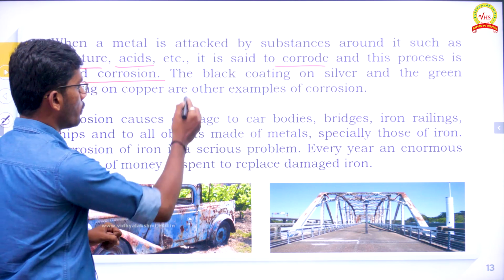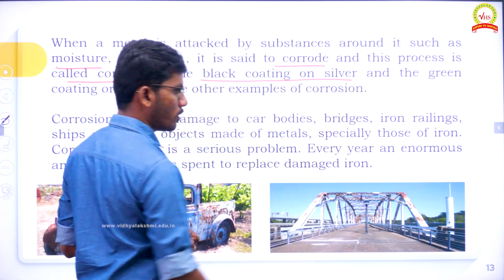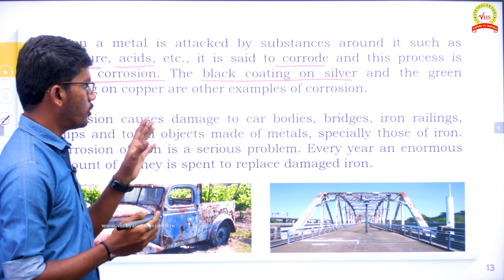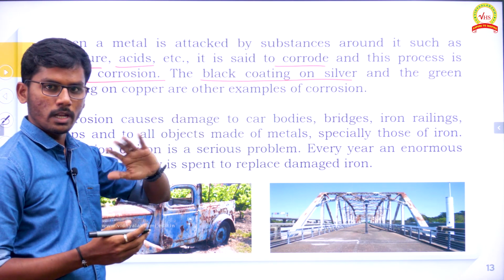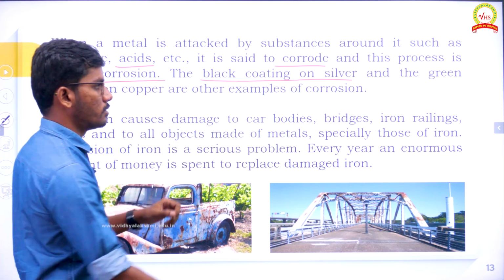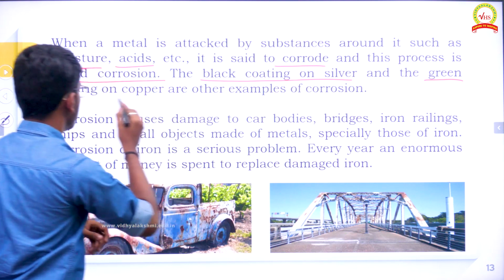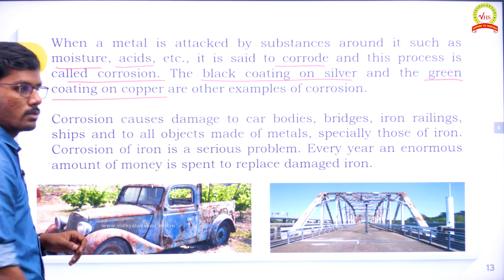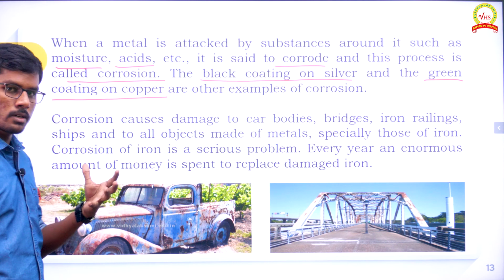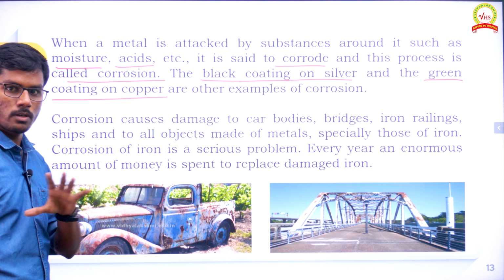You would have seen silver ornaments. If they are exposed, you get a black colored coating on the layer of the silver. That is called corrosion. In the same way, a green colored coating on copper. These are a few examples of corrosion. What are the causes of corrosion? Corrosion is not helpful at all.